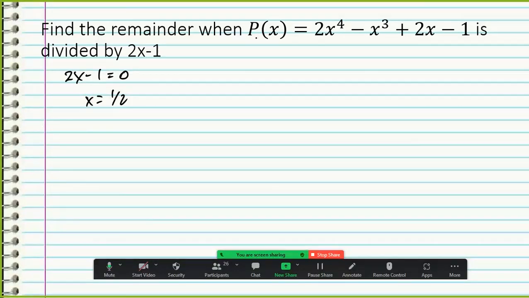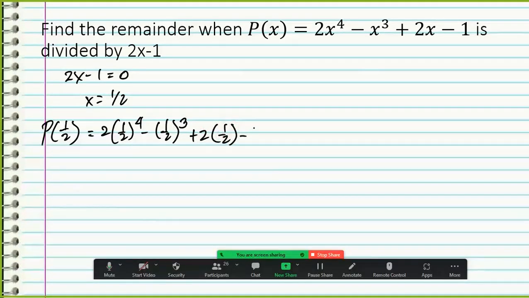Then we have to inject that to the p of x equals 2x to the fourth minus x cubed plus 2x minus 1. So we have p of 1/2 equals 2, we have to inject 1/2 to the fourth, minus 1/2 raised to the third power, plus 2 times 1/2, minus 1. Okay. So we have p of 1/2. So 1/2 raised to the fourth power, what is the equivalent value? So we have 2 times 2, 4 times 2, 8 times 2. We have 1 over 16.